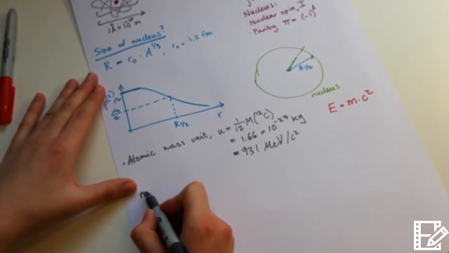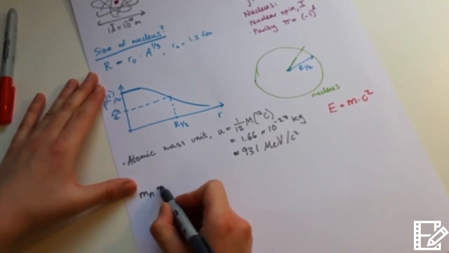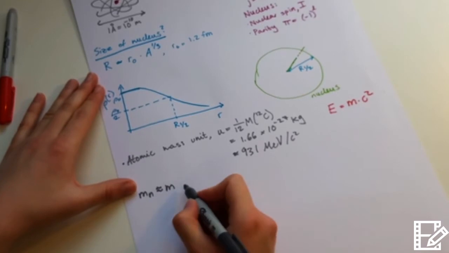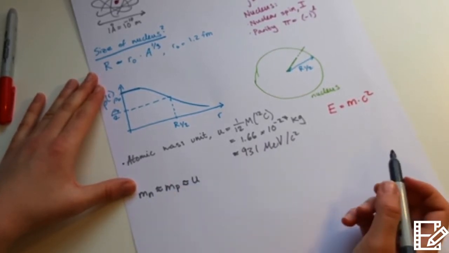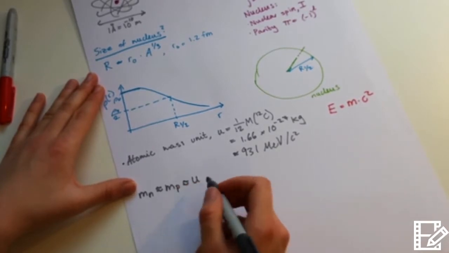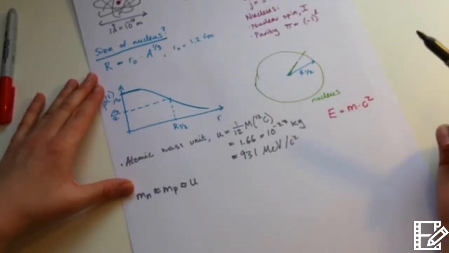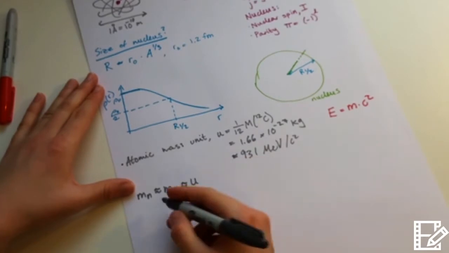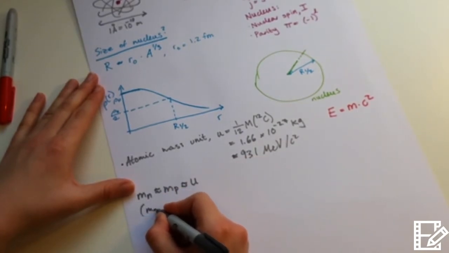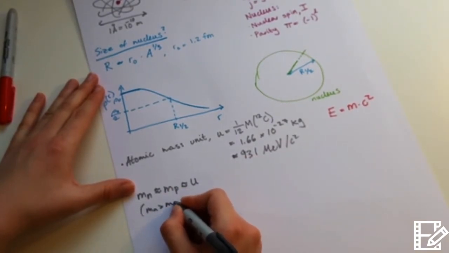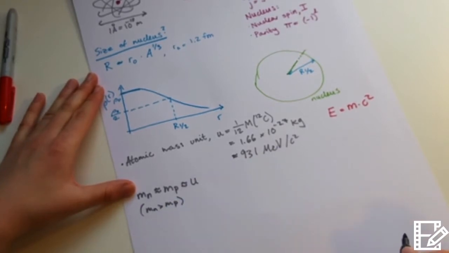The mass of a neutron, which is approximately equal to the mass of the proton, is about this value. That's nice. And this is about 2,000 times the mass of an electron. It actually turns out that Mn is slightly bigger than Mp, but we won't worry about that now.